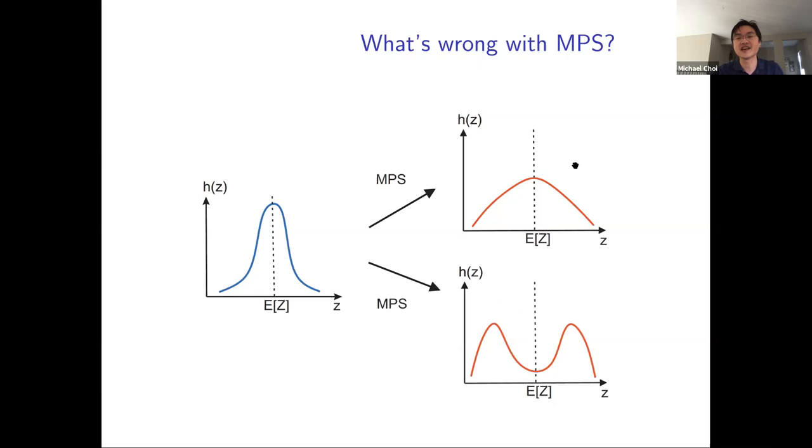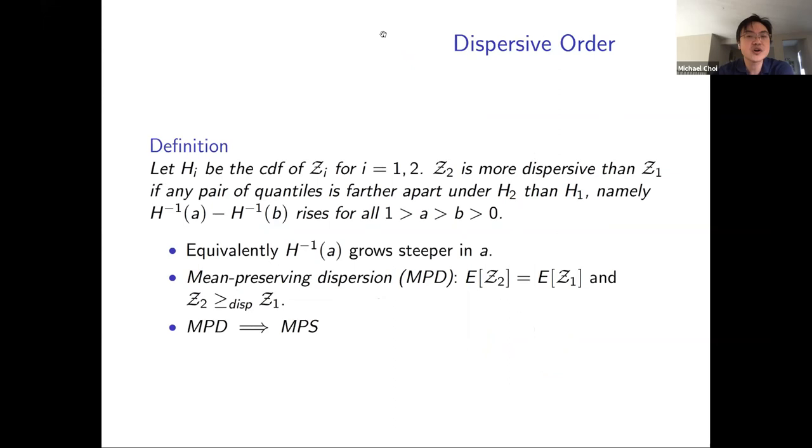So what we do is to introduce a stochastic order called the dispersive order. The dispersive order is defined as every pair of quantiles of the distribution going further away from each other. So this is a global condition, because it imposes that any pair of quantiles, not just the mean, right? Any pair will have to be wider. Mathematically, it's equivalent to saying that the inverse CDF, or the quantile function, goes deeper. That's what dispersive order means.